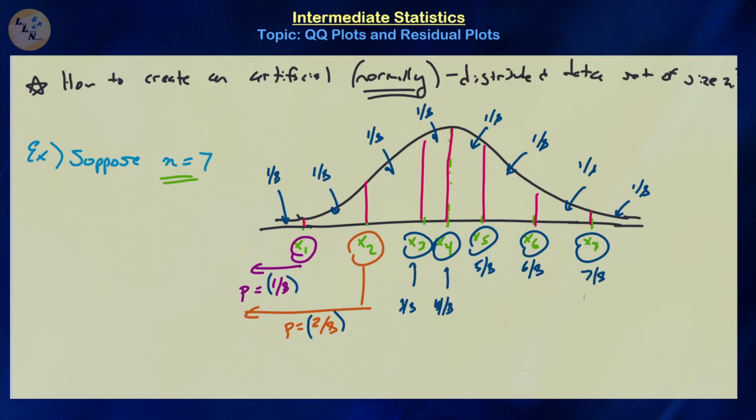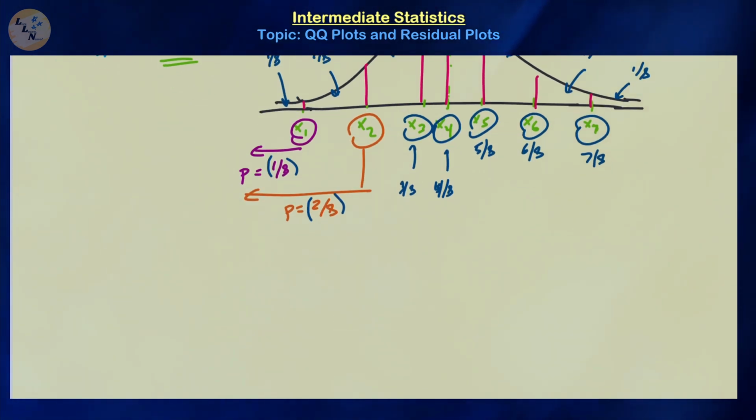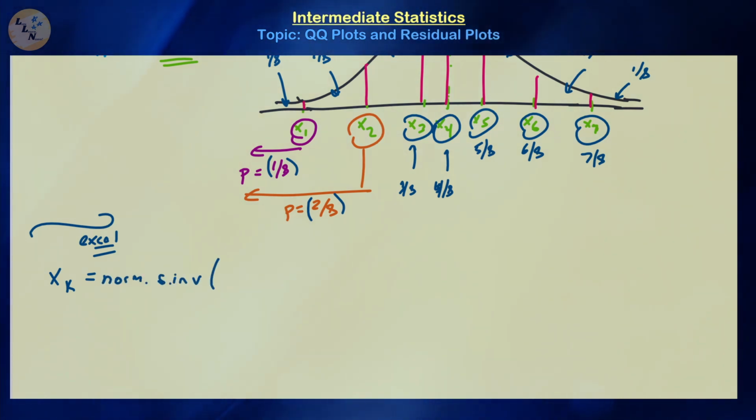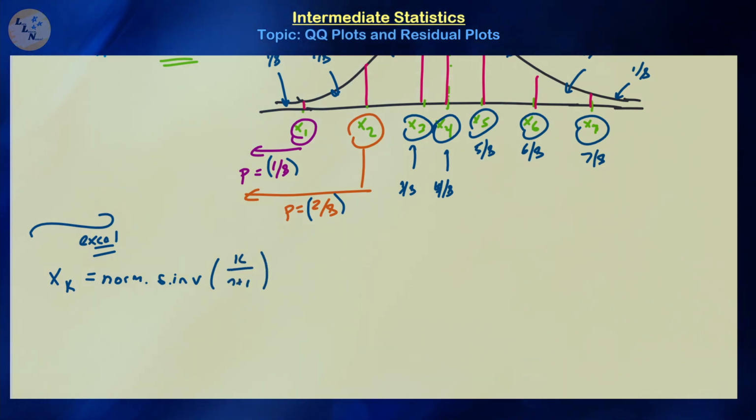So if we want to construct an artificially normal data set of size n, then xk should be equal to, at least in Excel, which we already know how to do, NORM.S.INV of k divided by n plus 1. So x2 would be equal to NORM.S.INV of 2 divided by n plus 1. And why is it n plus 1? Because if we have 7 data points, we have 8 different regions. 10 different points will give us 11 different regions, and so on.